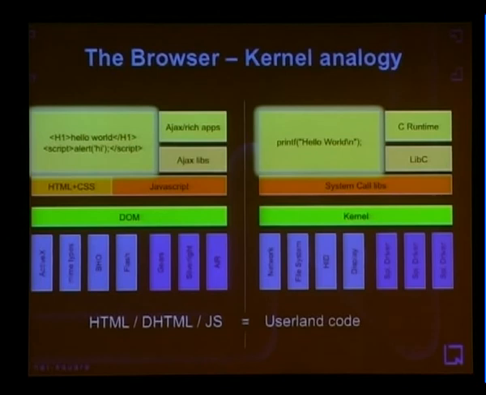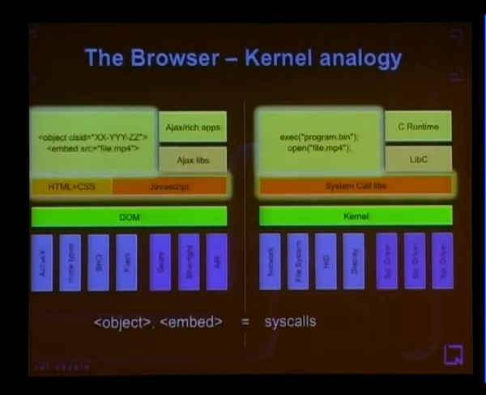And on the userland layer, you have user-loaded code. The user-loaded code can access the kernel layer via system calls. And in the browser land, you have what I call the equivalent of browser layer system calls as these tags. You have the object tag, you have the embed tag, and things like these. Using an object tag, using an embed tag, you can reference any area.